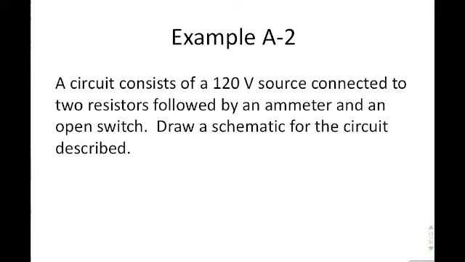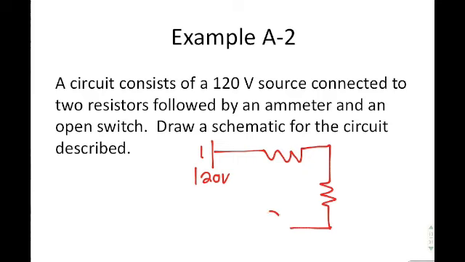This one says a circuit consists of a 120-volt source connected to two resistors followed by an ammeter and an open switch. Draw a schematic for the circuit. So we have a 120 voltage source. That's our battery. We leave the positive end and we come into two resistors. Here's the first resistor. Here's the second resistor. Next we come to an ammeter, which is this. And then next we come to an open switch. And then, since that's the end of it, we connect the other side all the way to the other end of the battery.